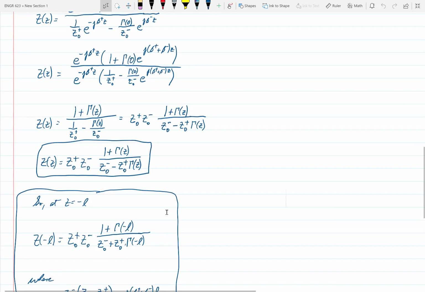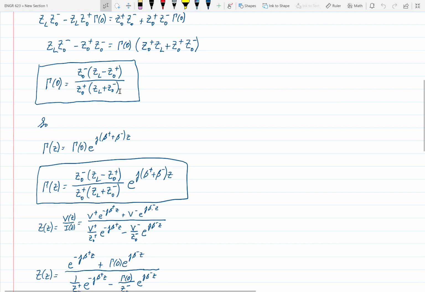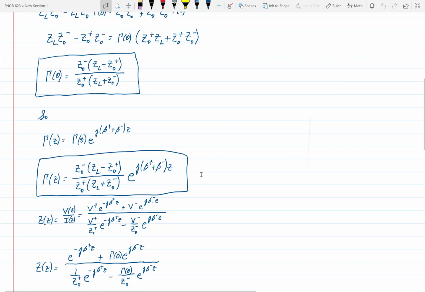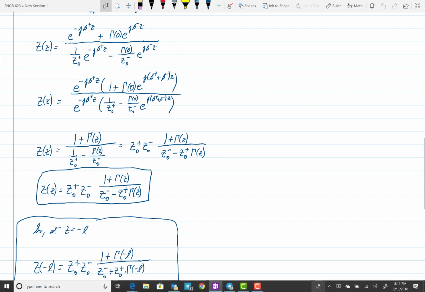So the main thing, once again, you should get this expression for gamma of 0, this expression for gamma of Z. Both of those for sure you should have been able to derive, and I think that's the main point of this problem. So that concludes problem 230 for Engineering 623.